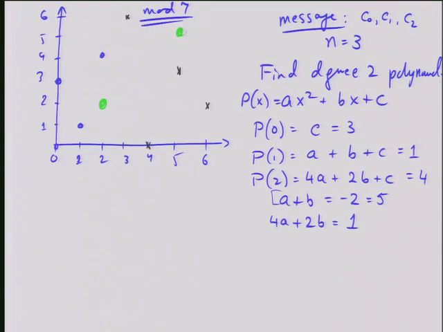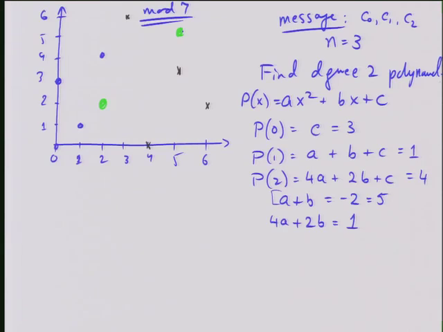Let's draw it again. Maybe I'll try to fit it in here. Let's see if it works. Here's our setup. We have this polynomial p of x. It's of degree 2, whatever degree it happens to be, right? It's of degree n minus 1. So we have our polynomial p of x. This is our original polynomial.